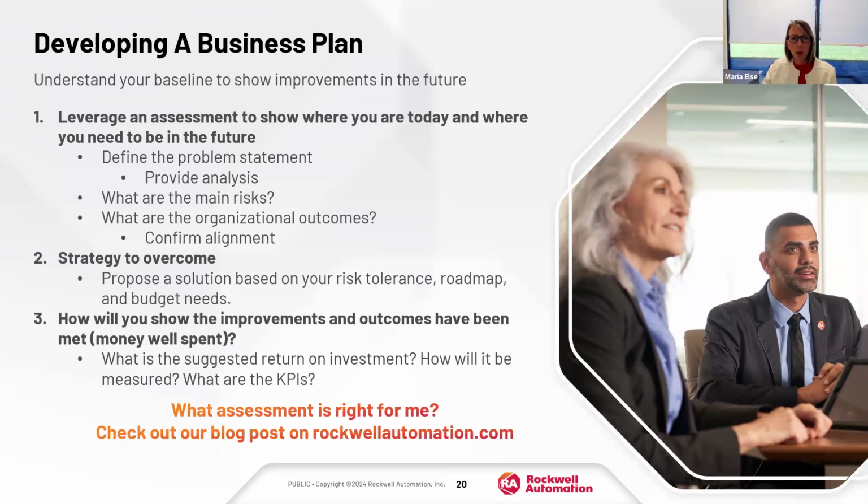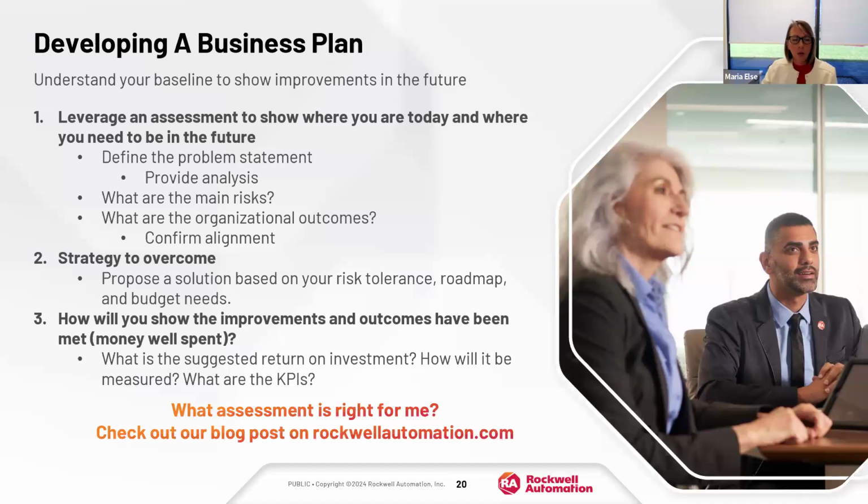So let's start with, where are we today? This is our current position. I know my outcomes mean I want to be at this level of maturity in 3 years' time. So understand where you are today to where you need to be in the future. Define your problem statement. Make sure you've got the evidence to back up where you are today. What are your main risks? How do these then prevent us meeting our organizational outcomes, and make sure that there's alignment between the different stakeholders within the organization? Create your strategy to overcome all of these points.